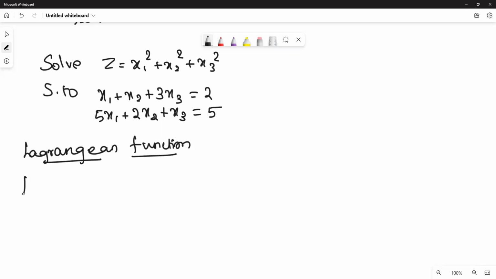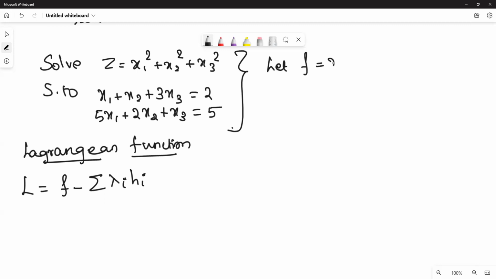Capital L. What is Lagrangian function? Capital L, which is defined as f minus summation lambda i hi. What are these notations f, hi, lambda i? All those we'll get from the given question. You'll be asked to solve a nonlinear equation. That nonlinear equation we name as the function f. So here in this problem, f is x1 square plus x2 square plus x3 square. h1, h2, etc. hi is nothing but the constraints.